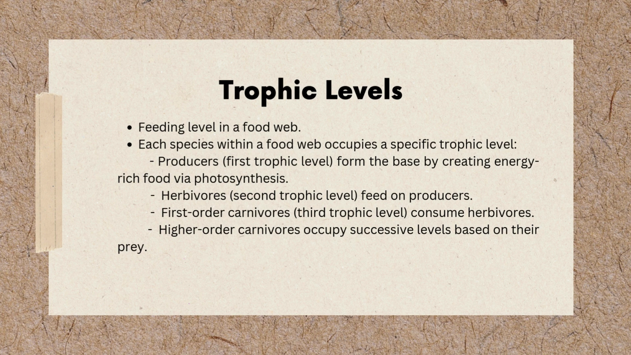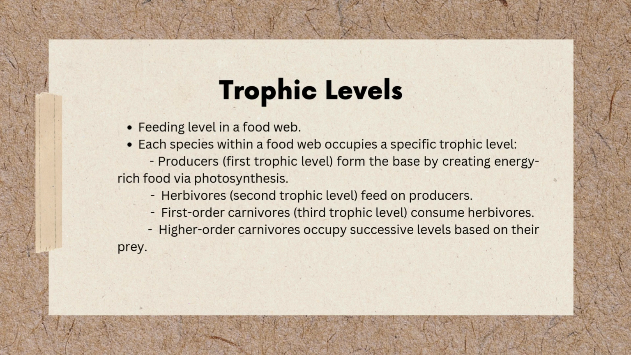Most organisms consume multiple types of food. Each feeding level in a food web is called a trophic level. Producers occupy the first trophic level, while consumers are at higher levels. Herbivores, which feed on producers, are at the second trophic level, while first-order carnivores that eat herbivores are at the third level, and so on.